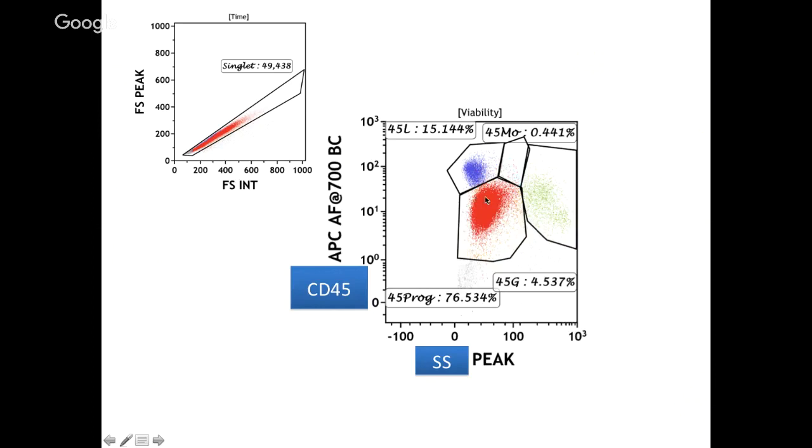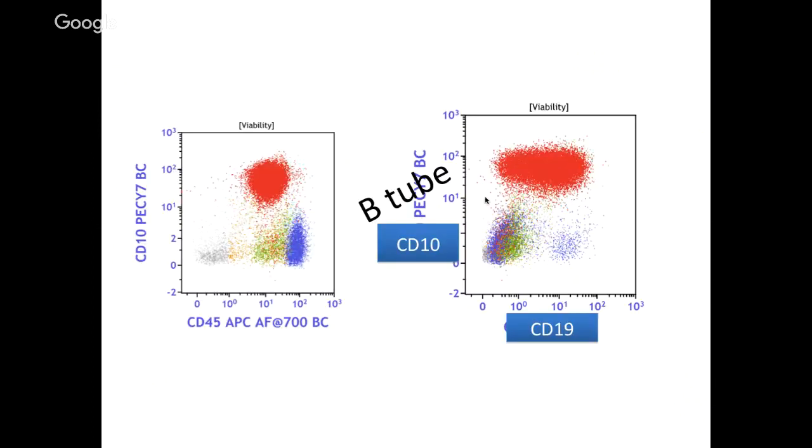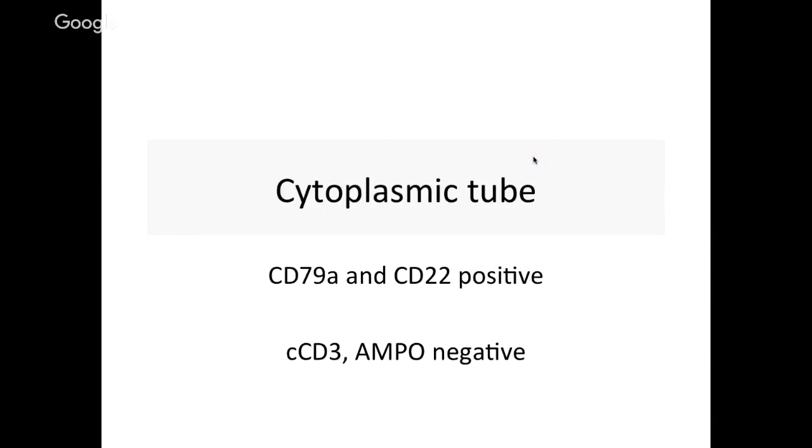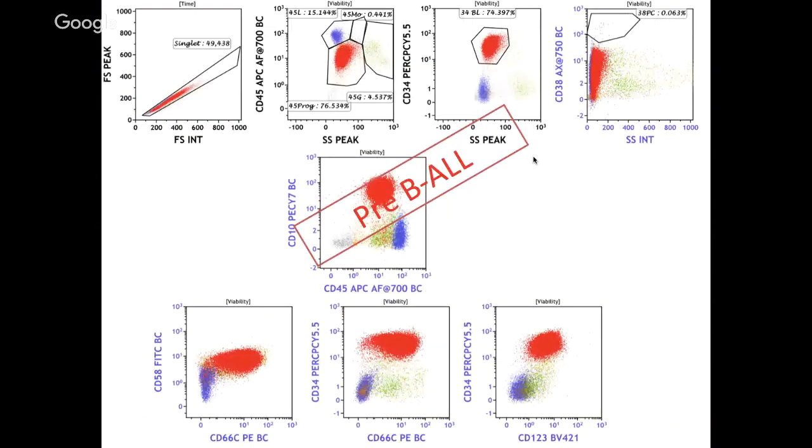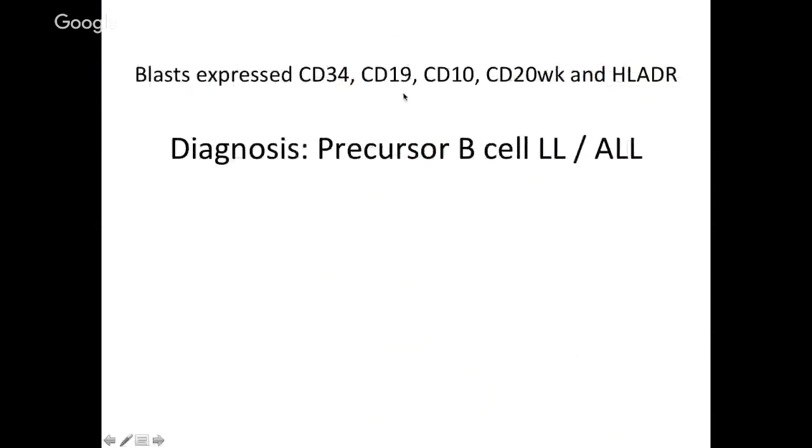Now we need to further subtype whether they're T cells, B cells, myeloid, or something else. Now in the B tube, we see that these are CD10 and CD19 positive. The T tube markers were negative, myeloid tube markers were negative, HLA-DR was positive. So the diagnosis was pre-B ALL, positive for CD34, CD19, CD10, CD20 was weak, and HLA-DR was positive. So the diagnosis was the common ALL in children, precursor B-cell lymphoblastic leukemia.